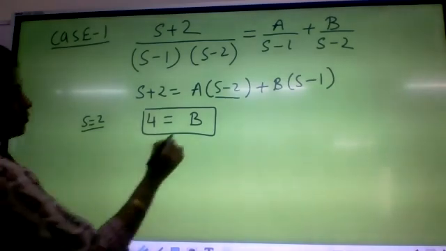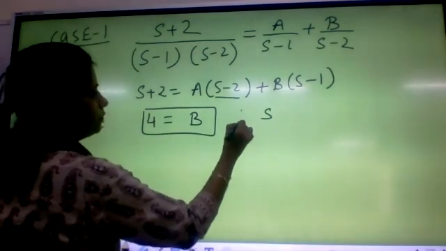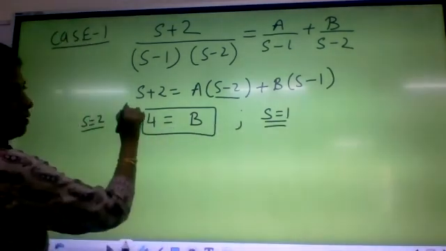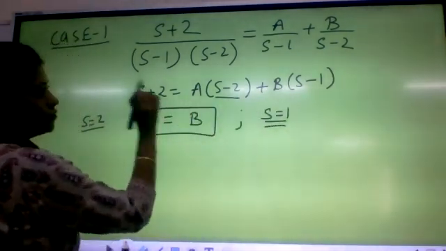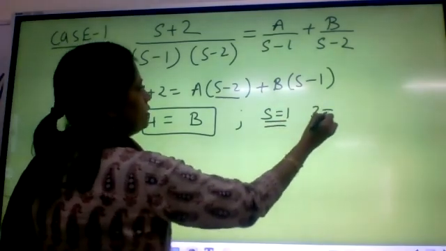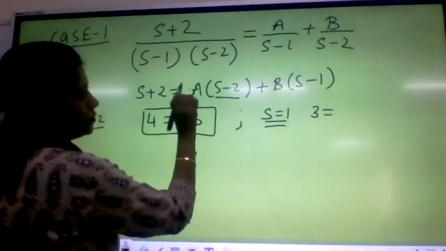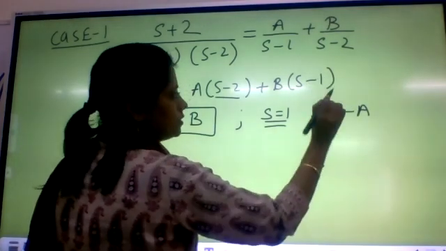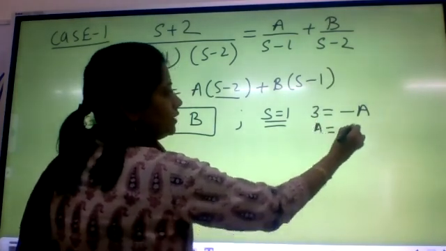Right? Same way, now you put s is equal to 1. So when you put s is equal to 1, how will this equation be reduced? 1 plus 2 is 3. So 3 is equal to a times (1 minus 2), which is minus 1. So minus a, and this term will become 0. So a is equal to minus 3.